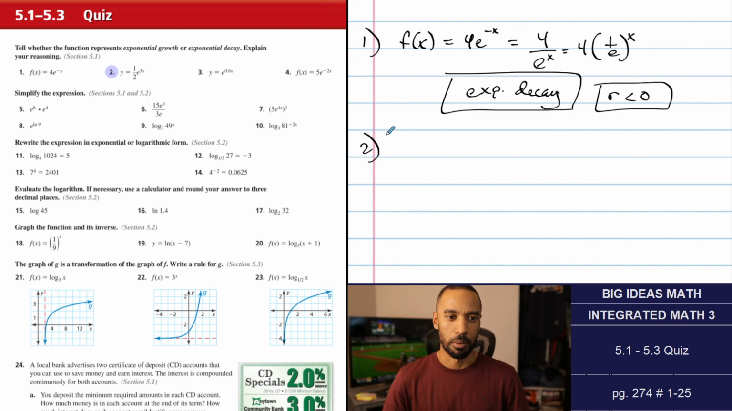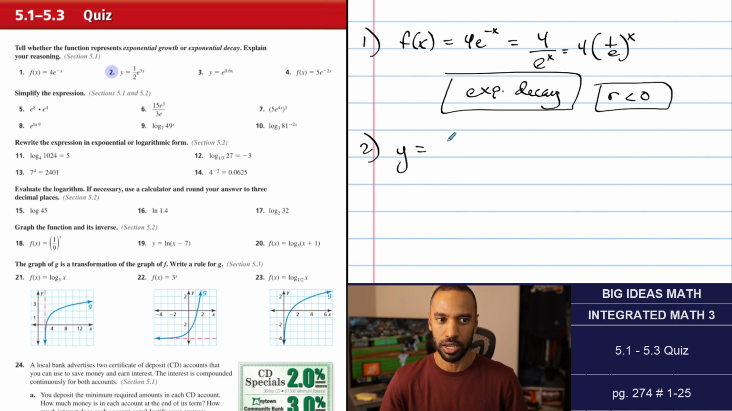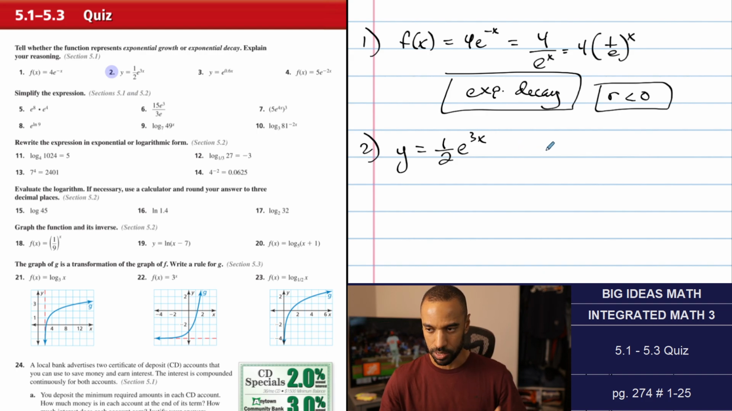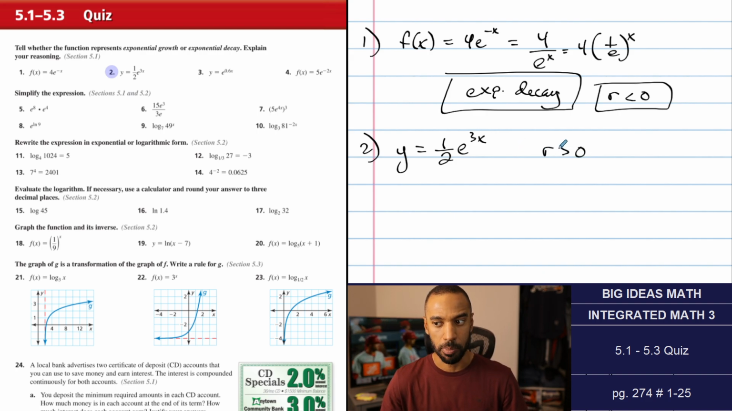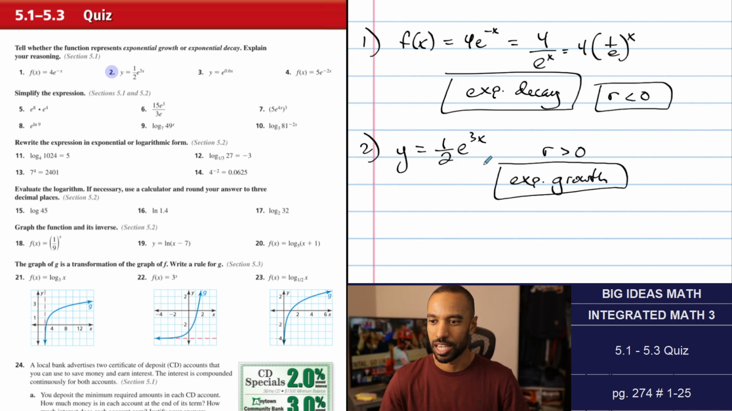Now you're going to see different numbers up here. And number 2, you have y equals 1/2 e to the 3x power. And again, this 1/2 has nothing to do with it. Maybe a starting value, but it's what happens as x increases. And because this r is 3, as x increases here, it's a positive number. It doesn't matter what kind. As long as it's a positive number, x increases. Therefore, you get to multiply more instances of e as we go on. Therefore, this is exponential growth.